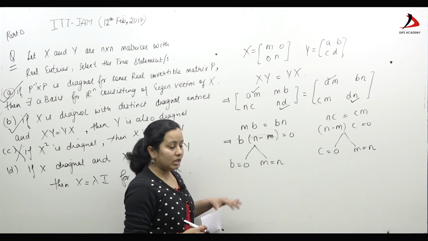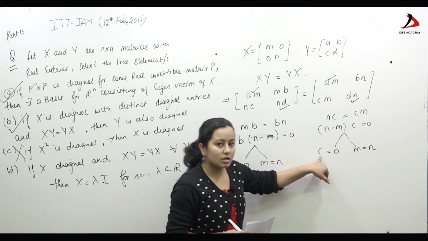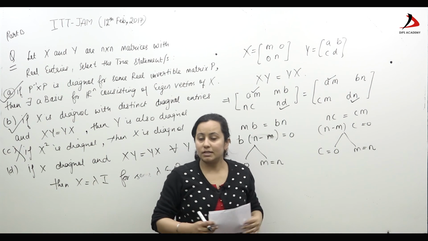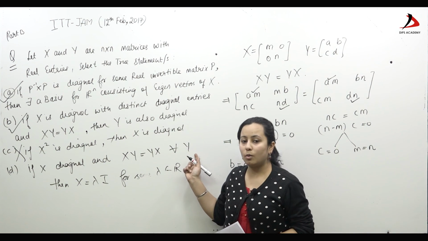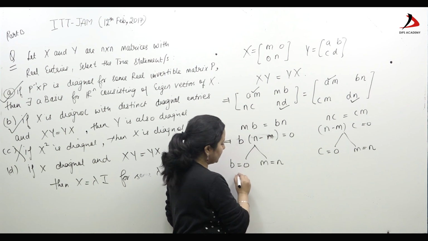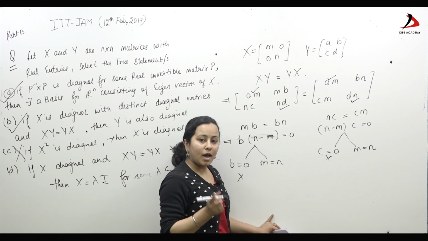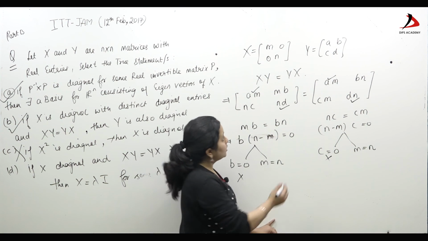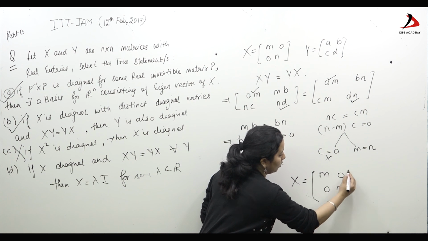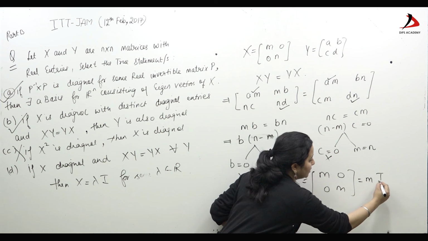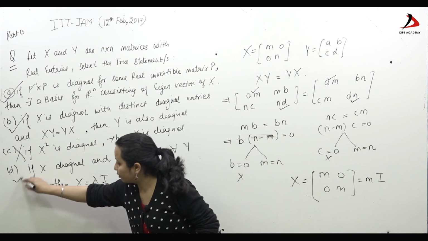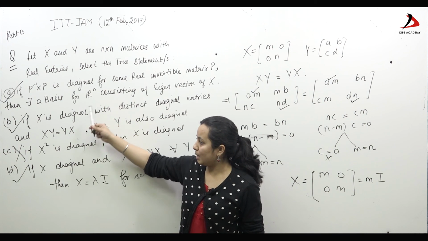But if we restrict either b equal to 0 or c equal to 0, we will restrict the entries in Y, but the result states that for all Y matrices. Hence, we cannot restrict b equal to 0 and c equal to 0. Hence, m has to be equal to n. So, our matrix X will become m, 0, 0, m, which is definitely m times I. Hence, result D is also true. So, our answer will be A, B and D.